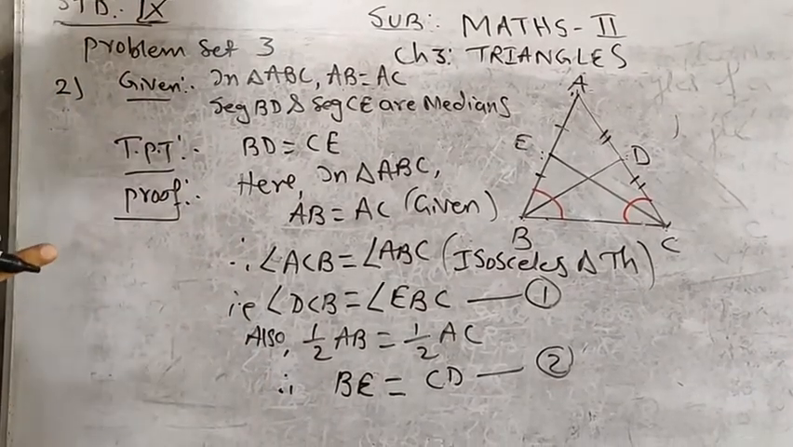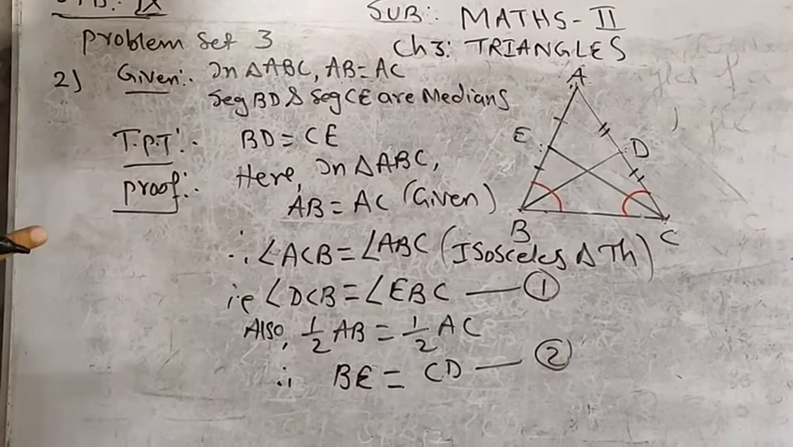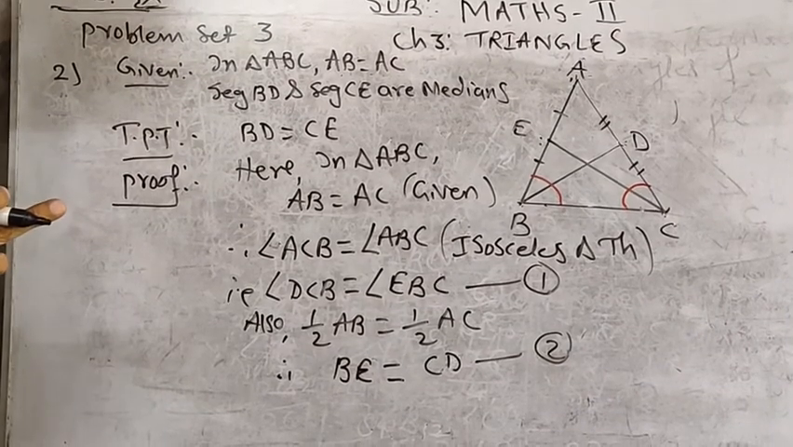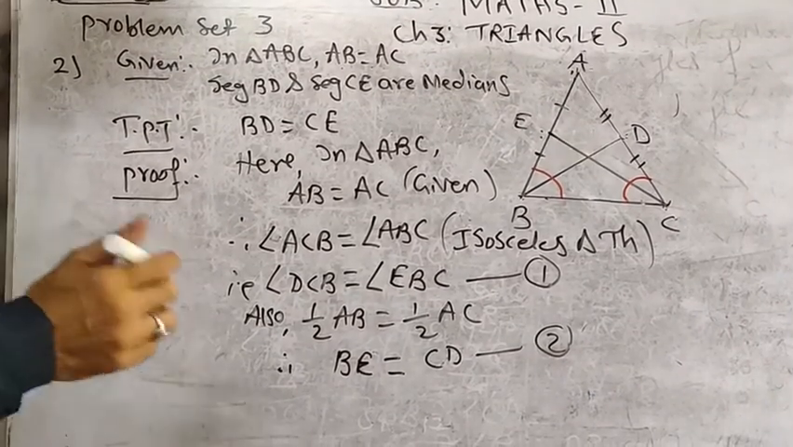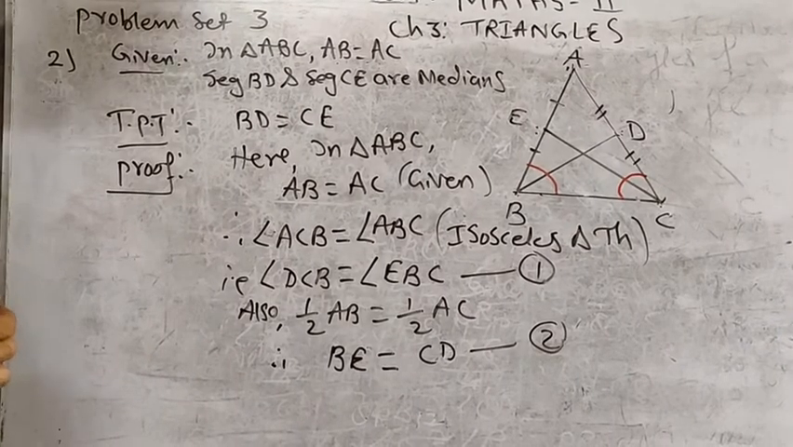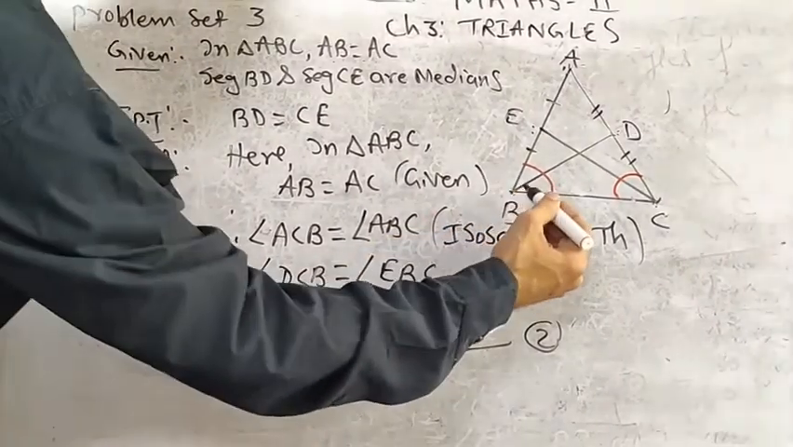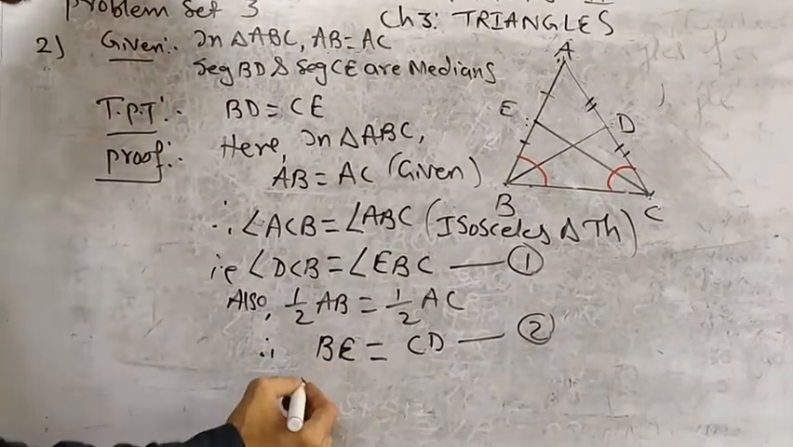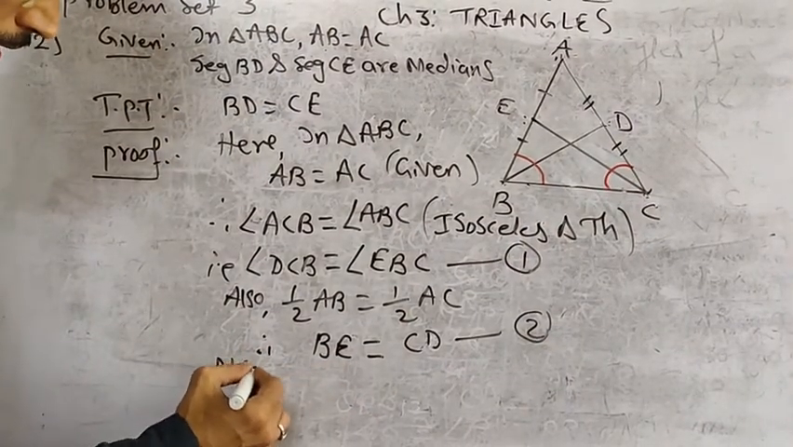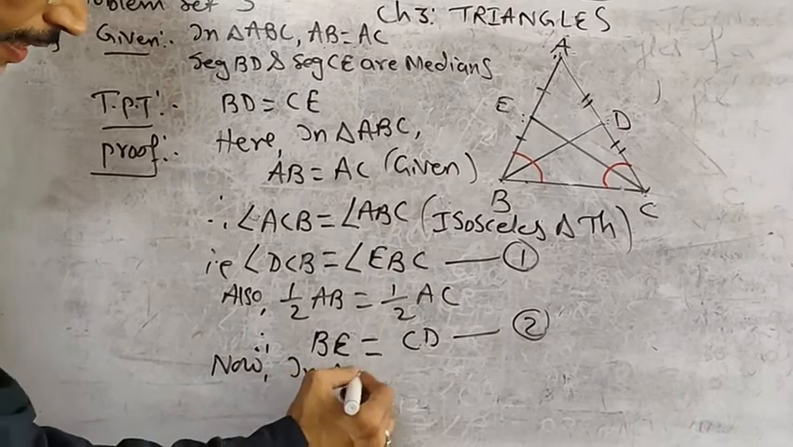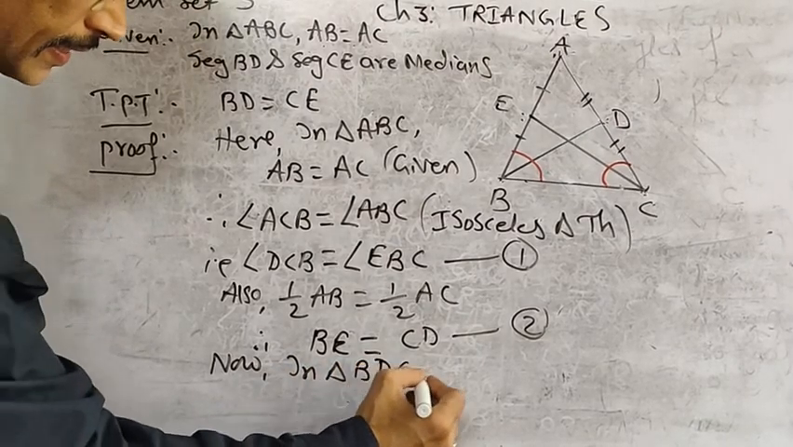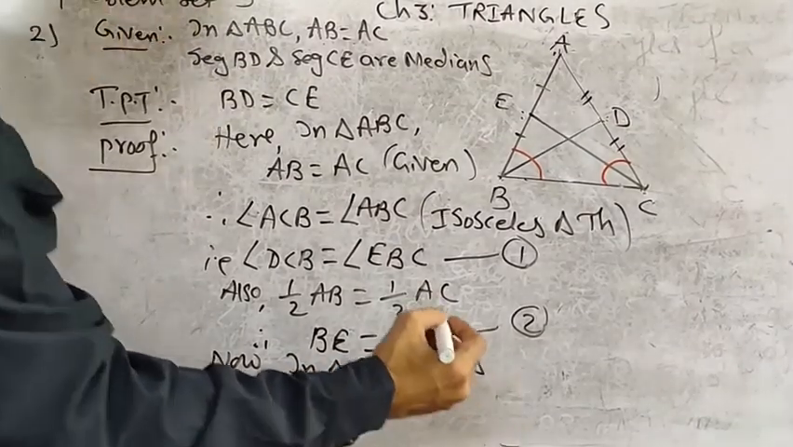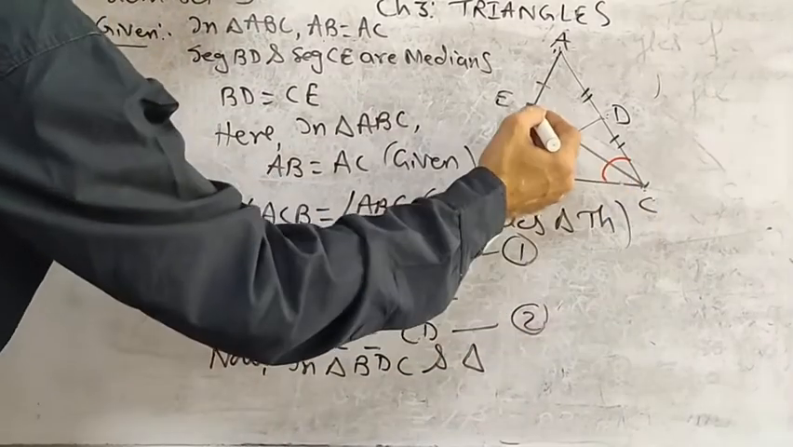You know how to prove two triangles as I taught you. You have to apply a congruency test. So you will select two triangles. Which two triangles will you select? You know, in triangle BDC and triangle CEB.